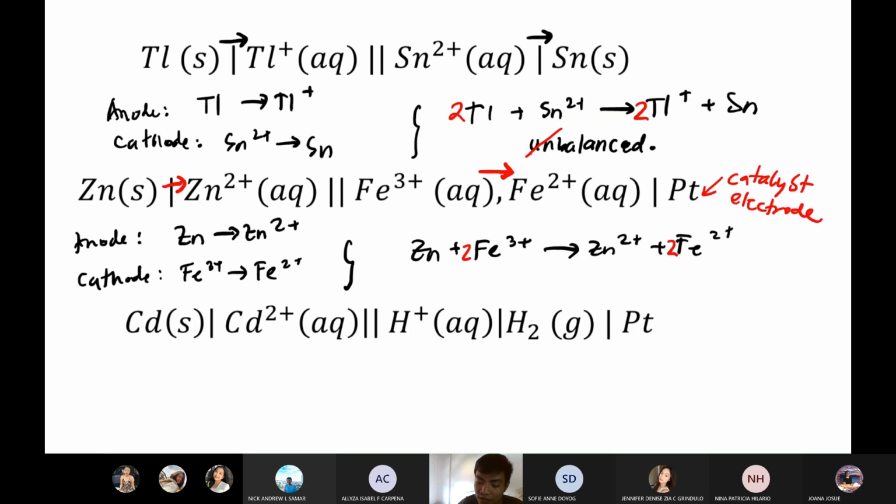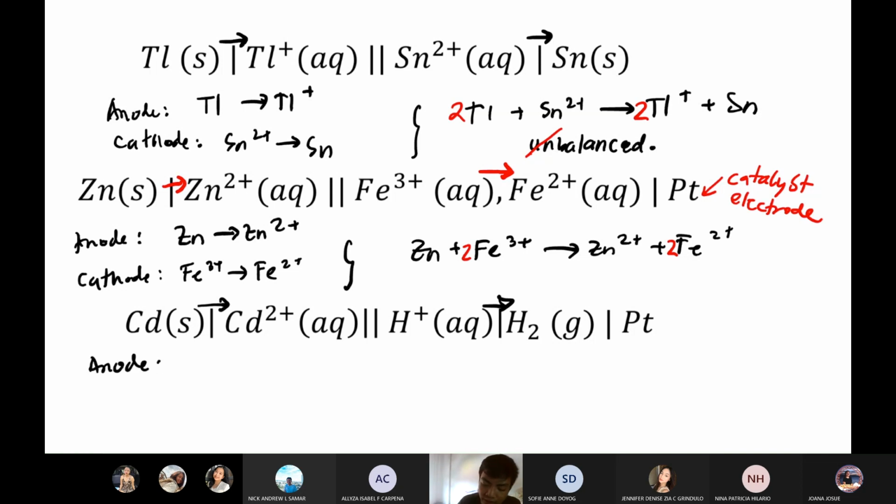Let's convert the last one into an equation. So Cd2 plus, H plus to H2. Again, yung Pt, wag mo pansinin yan. That is just the catalyst electrode, no? To help this reaction to happen. Okay? So yung mga catalyst, hindi mo papansinin.